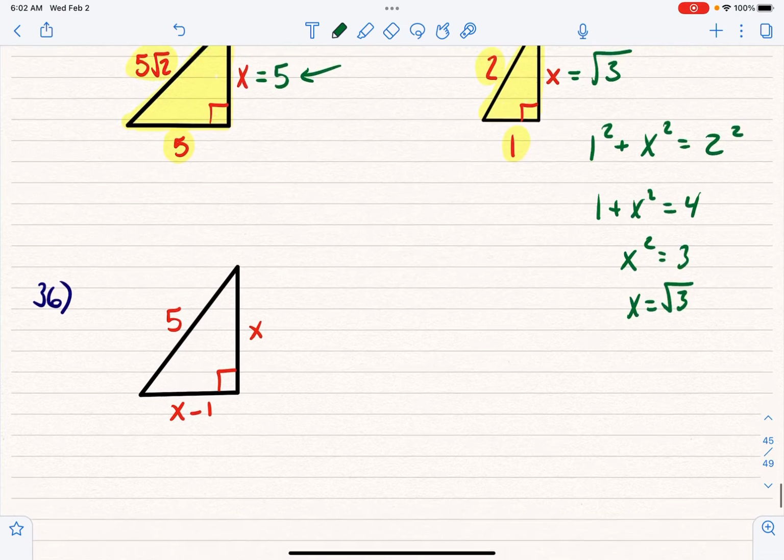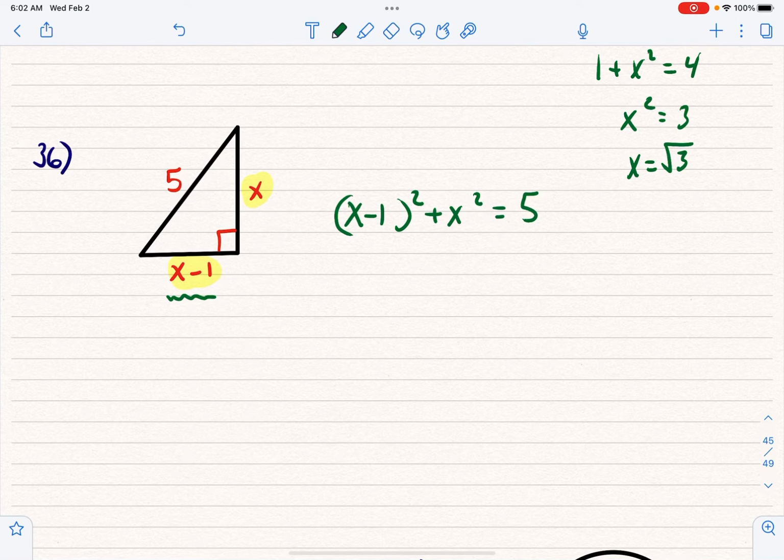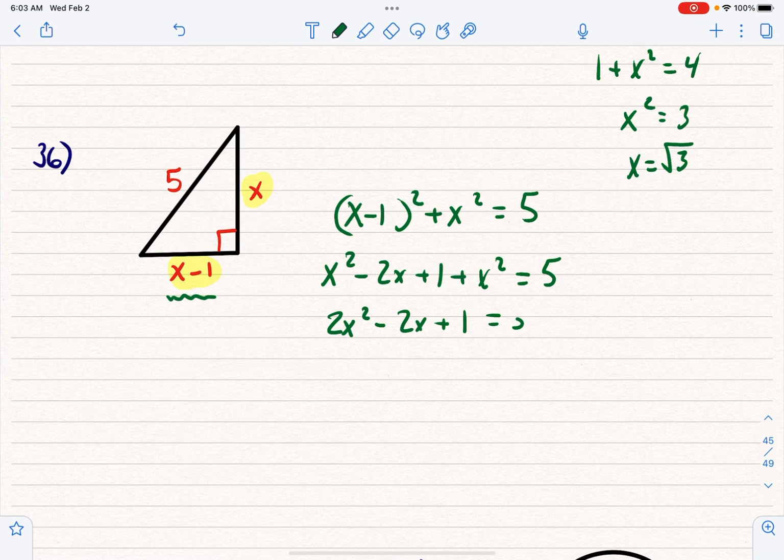All right, on number 36, this one becomes a little bit more challenging because we have x in a couple different spots, and we have this binomial down here, and some people might mess that up when squaring it, but it should be x minus 1 squared plus x squared is equal to 5. I'm going to go ahead and FOIL this first one out and get x squared minus 2x plus 1 plus x squared equals 5. Combine like terms, 2x squared minus 2x plus 1 equals 5.